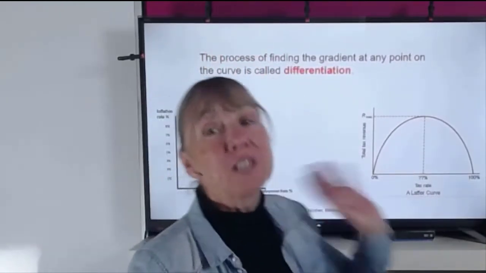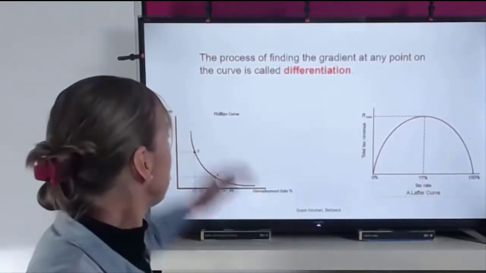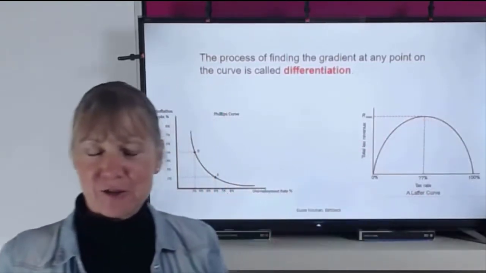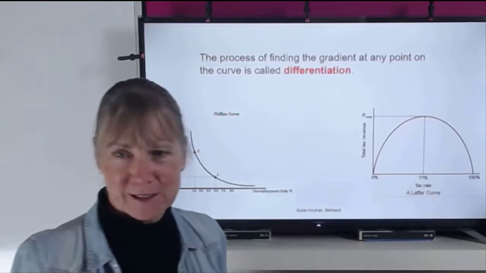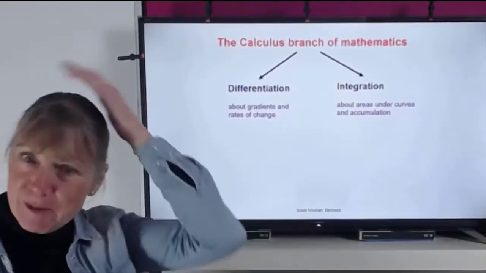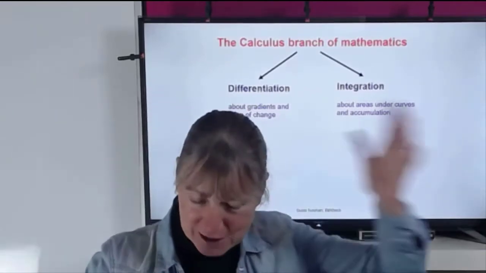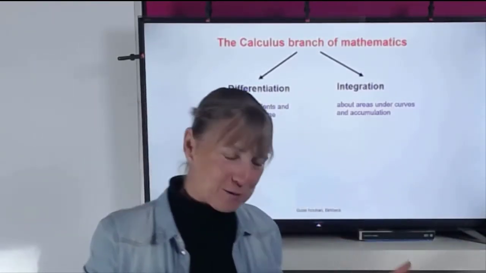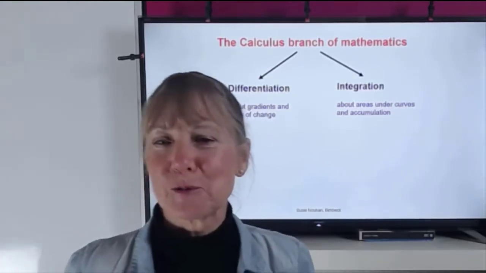So the process of finding the gradient of any point on a curve is differentiation. That's what it's all about. Differentiation comes from a branch of mathematics called calculus. It was invented by Sir Isaac Newton a very long time ago, and also a German person, Leibniz, who we should also acknowledge.